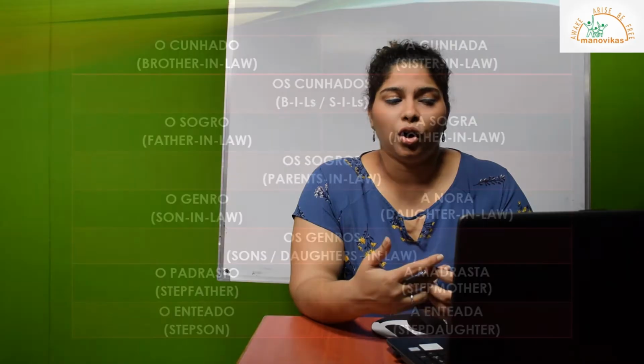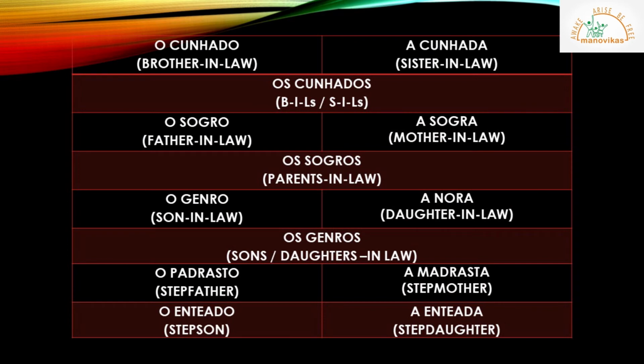Then, moving on, o cunhado, a cunhada. The brother-in-law, the sister-in-law. Together, they become os cunhados. Then you're talking about the mother-in-law and the father-in-law. That would be o sogro, a sogra. O sogro is father-in-law, a sogra is mother-in-law. Together, parents-in-law would be os sogros.